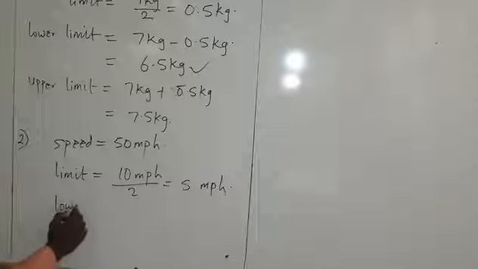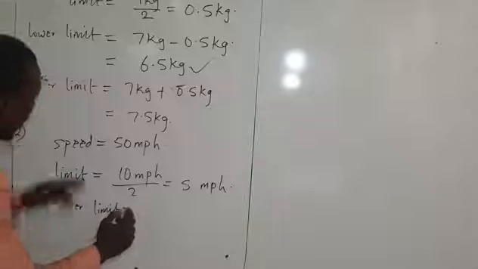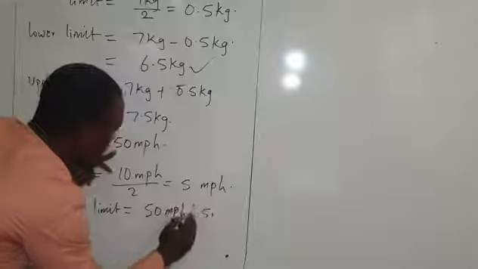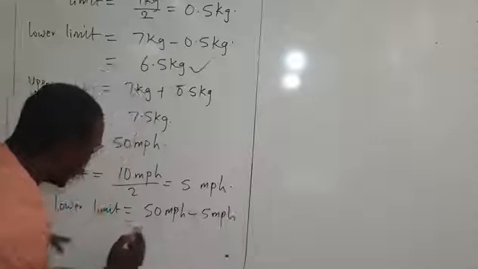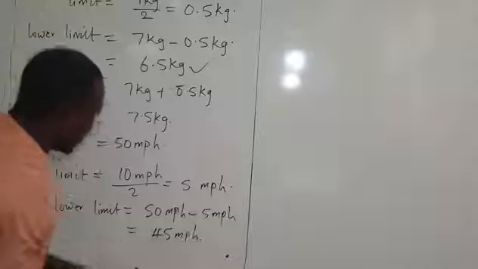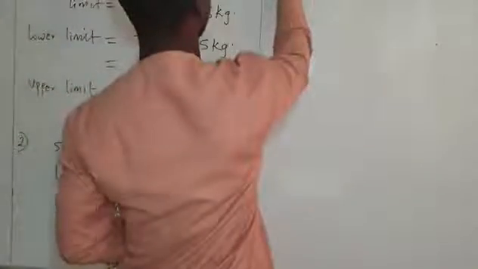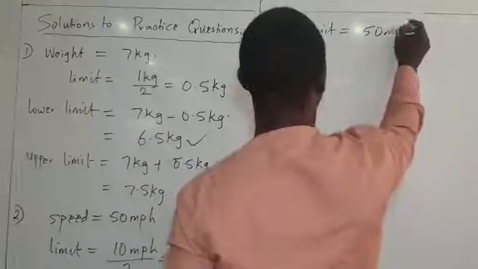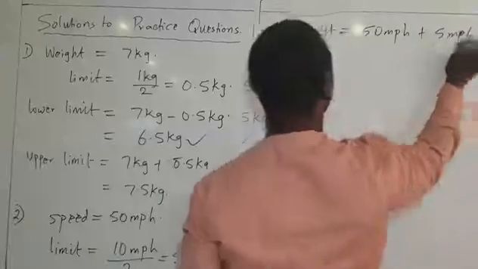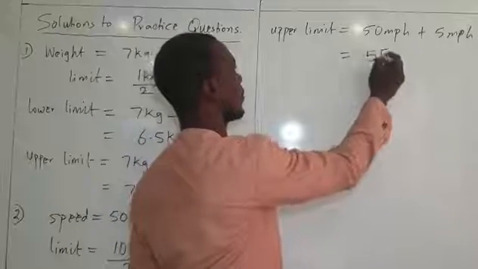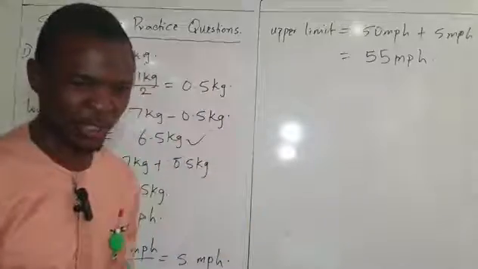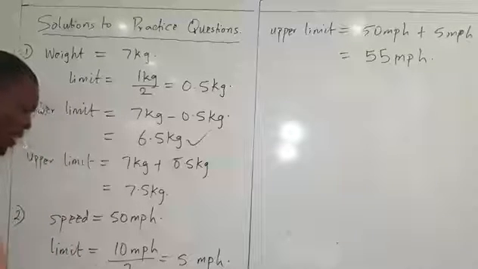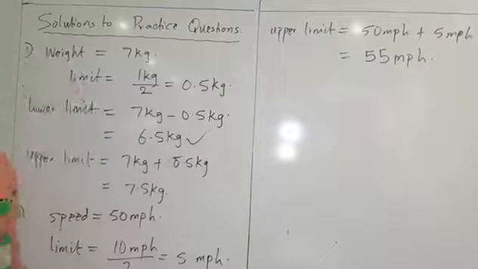Then the lower limit will be the speed given, 50 mph, minus 5 mph, which is 45 mph. That is the lower limit. Then the upper limit equals 50 mph plus 5 mph, which is 55 mph. If you check, the question asks for the least possible speed of the car, which is known as the lower limit. So the lower limit is 45 mph, which is option B.